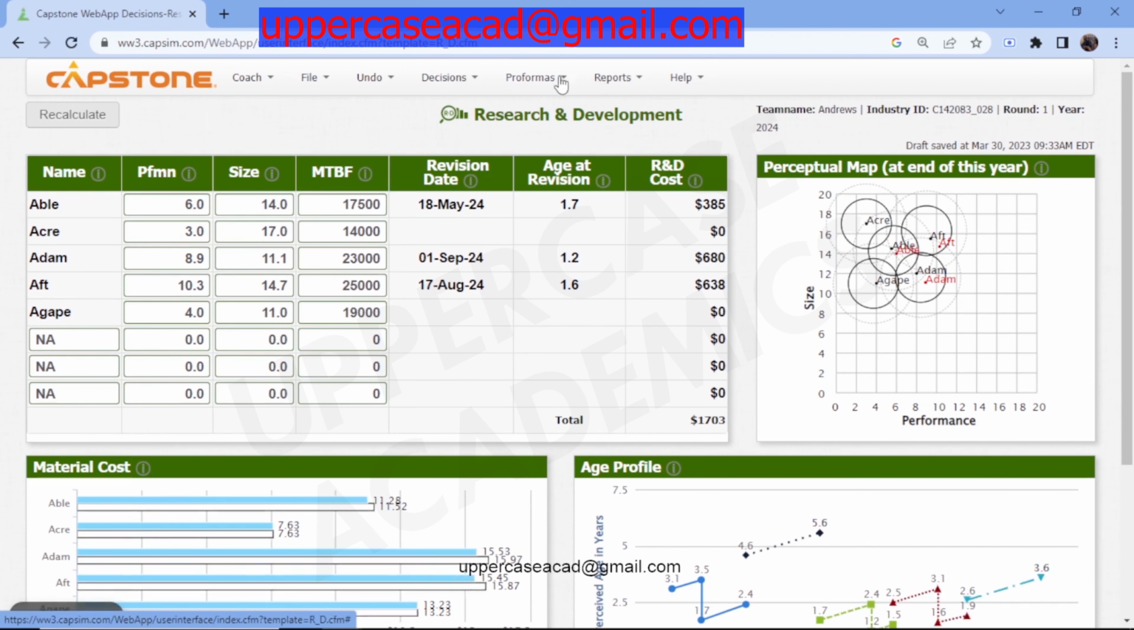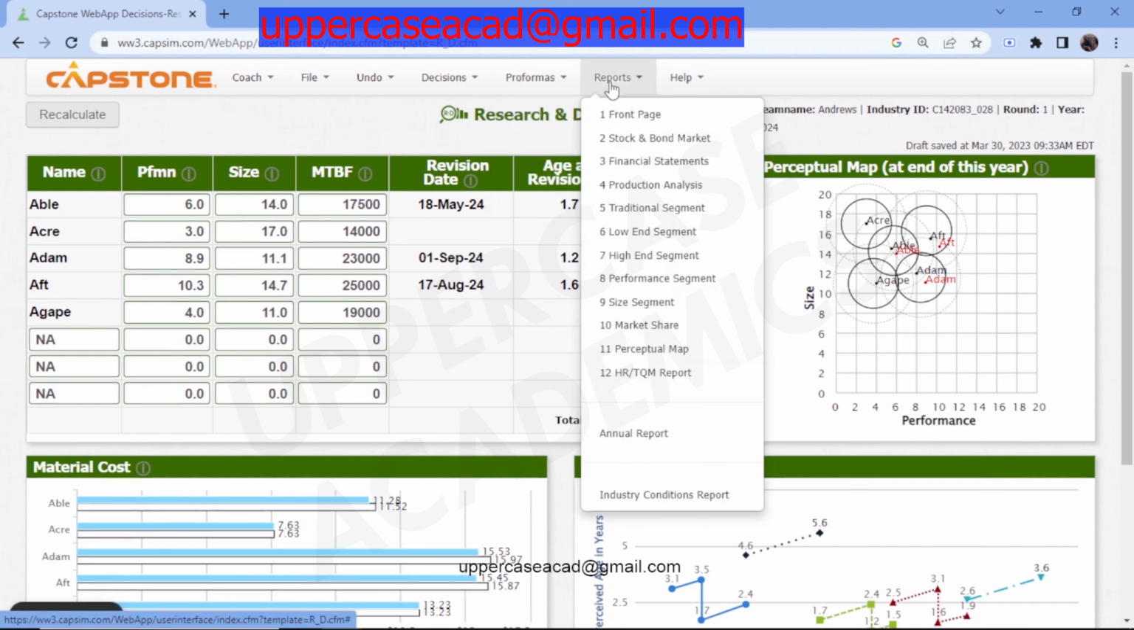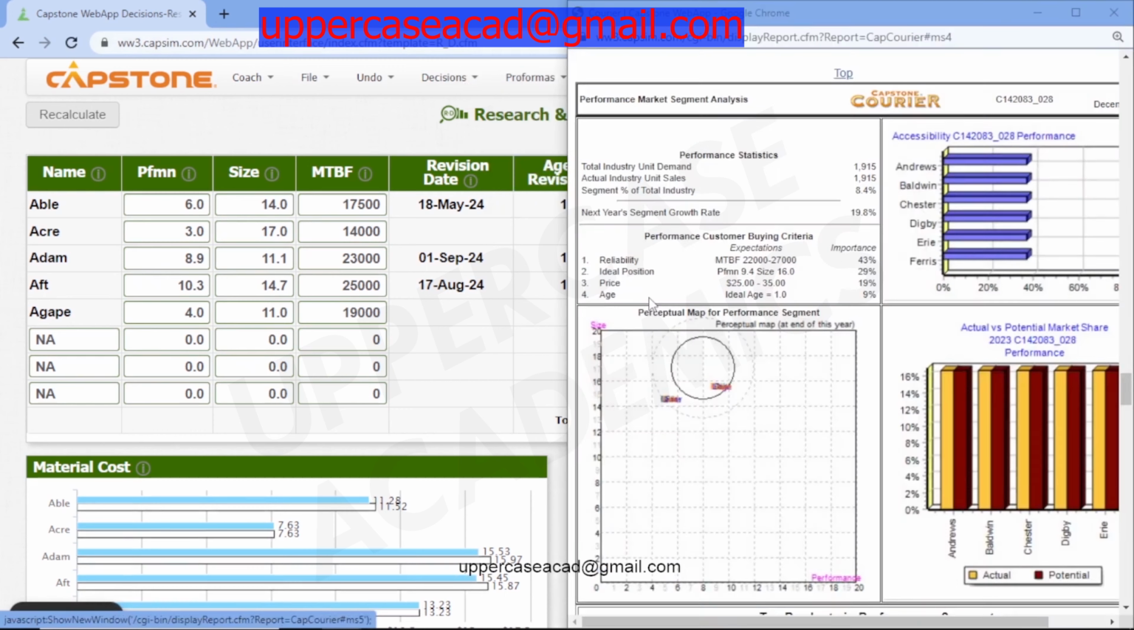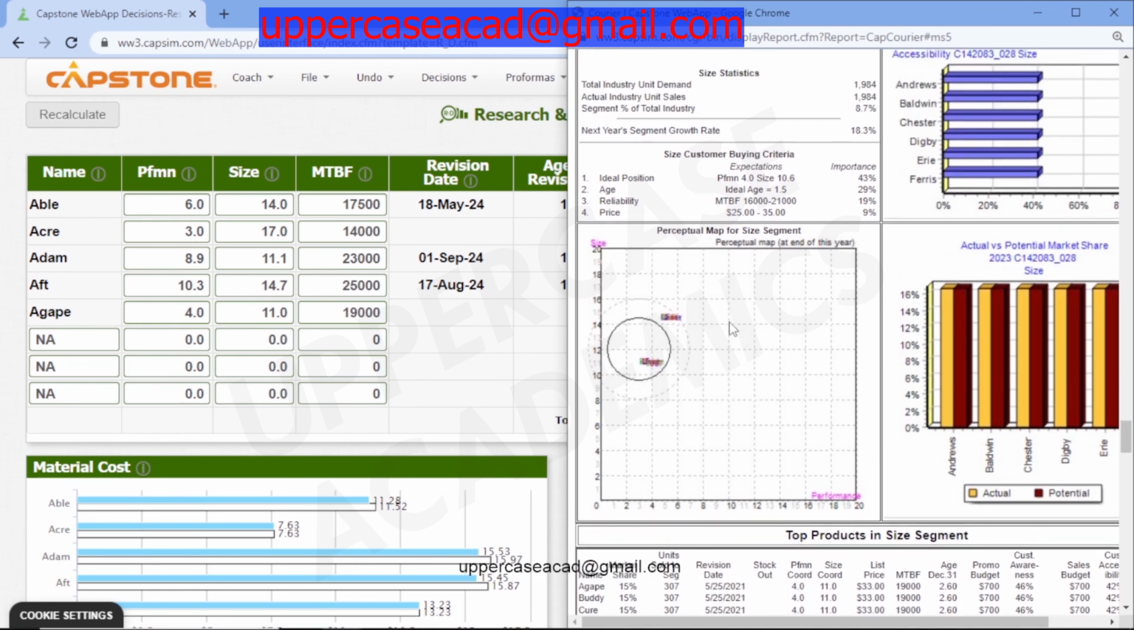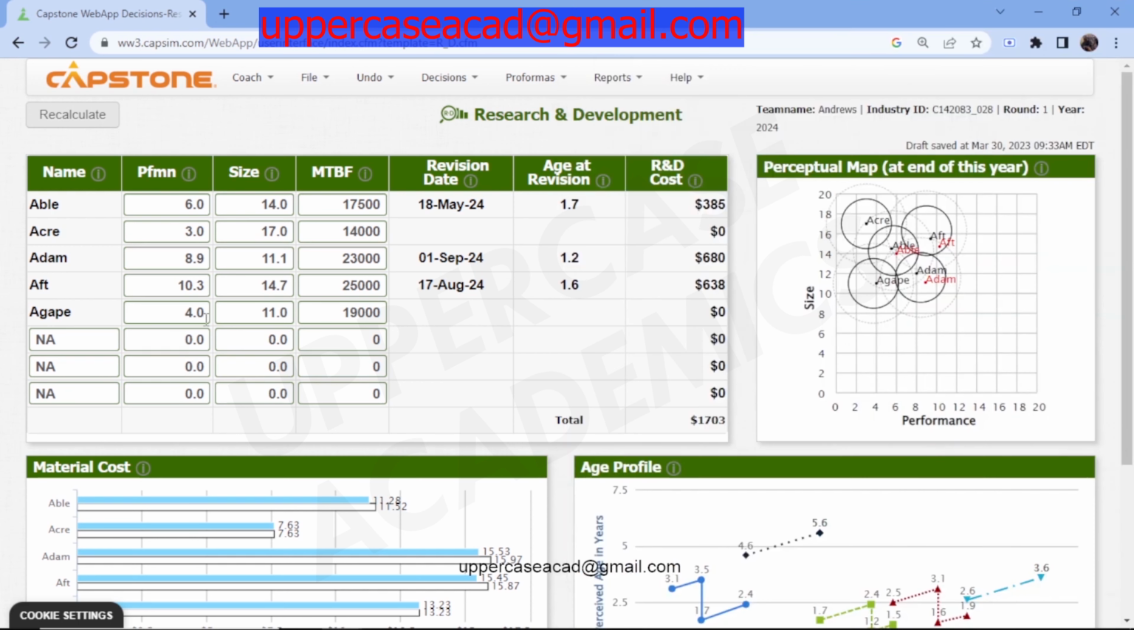Then AGAP, it's a size segment. Sorry. AGAP, ideal positioning has an importance of 43. Age has an importance of 29. Reliability has an importance of 19%, and price has an importance of 9%. So AGAP, I'll give it a performance of 4.7 and a size of, let me just give it 10.0.